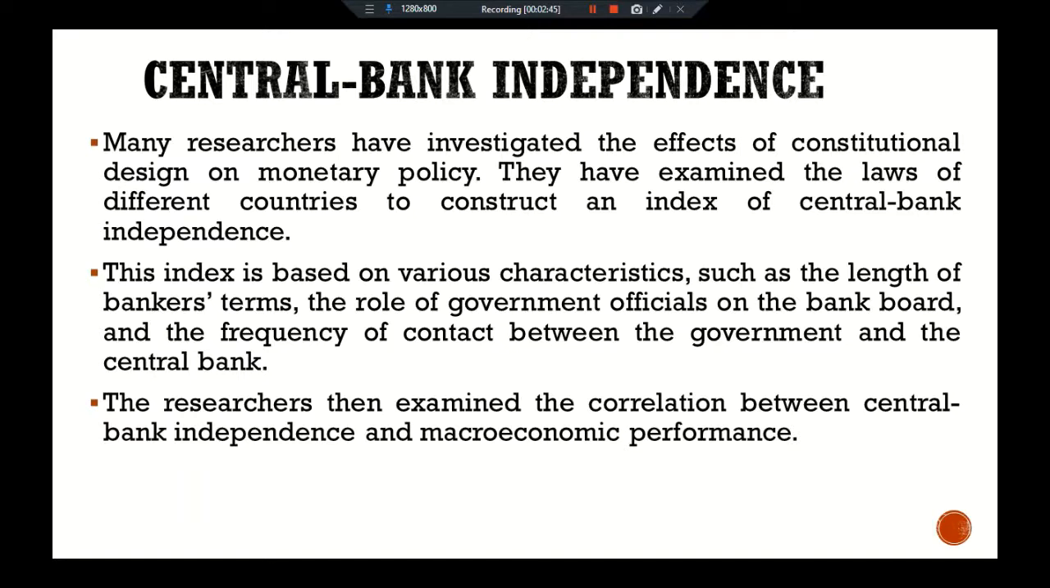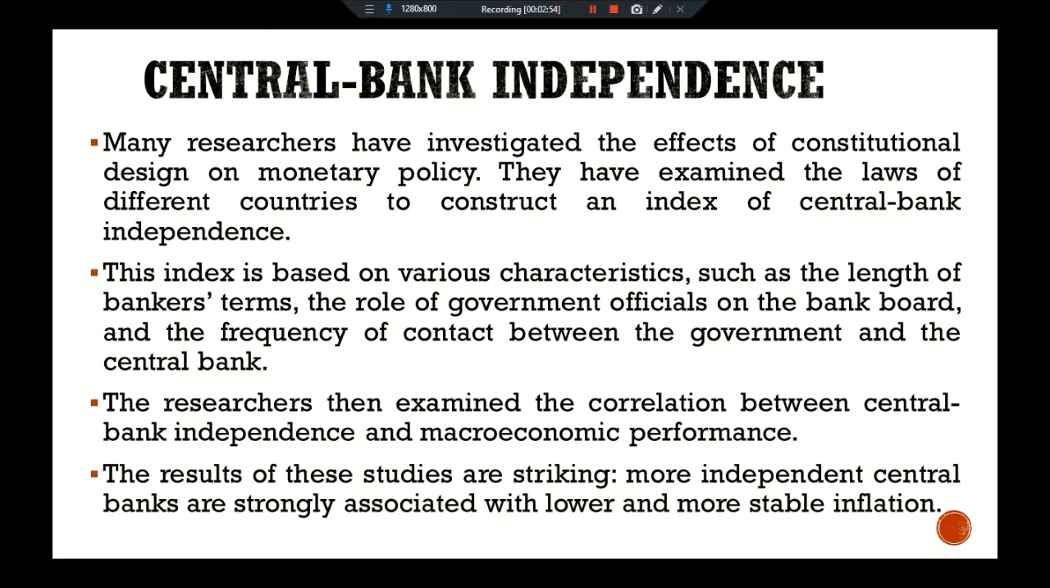The researchers then examine the correlation between central bank independence and macroeconomic performance. The results of these studies are striking. More independent central banks are strongly associated with lower and more stable inflation. So here we have historical data for the discussion about the central bank and the macroeconomic performance of different countries.